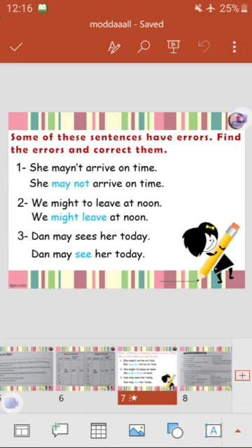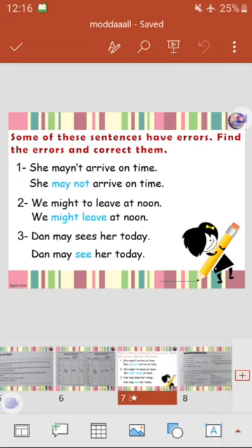The first one: she mayn't arrive on time. Where's the mistake here? Of course, it's mayn't, because we said that we don't use the contraction form of may or might. So we can say only may not or might not. I cannot say mayn't or mightn't.